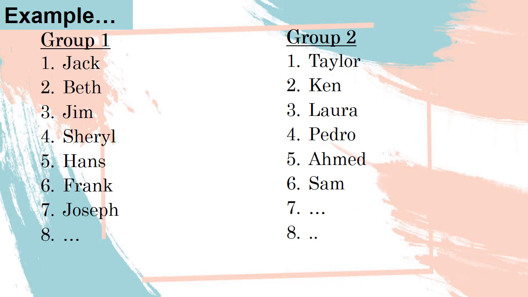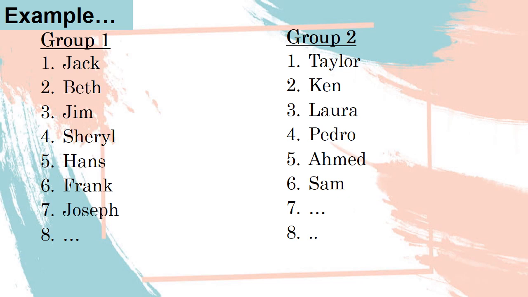See the example. There are two groups, Group 1 and Group 2. So, students whose number is 1 will get a question number 1. And then students whose number is 5 will get a question number 5.